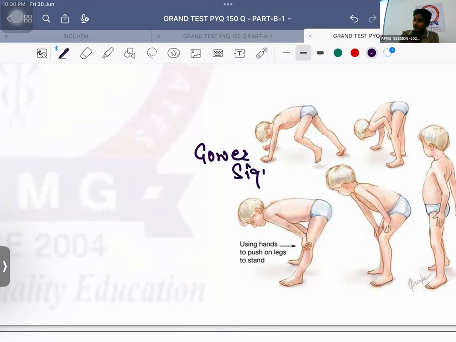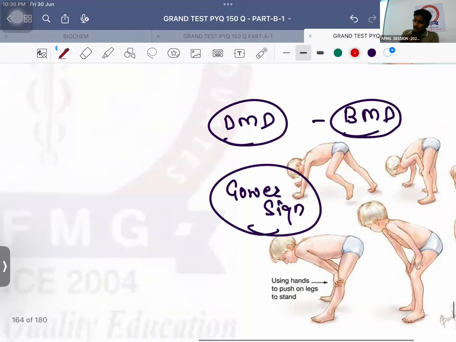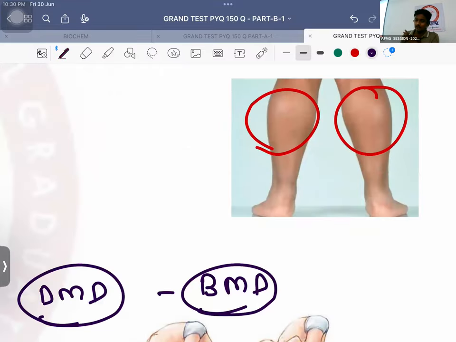Gower sign in a child is suggestive of DMD, that is Duchenne muscular dystrophy, or Becker's muscular dystrophy. But in an adolescent patient, it is suggestive of dermatomyositis. Please remember that. Okay? And what is seen? You can see swelling of the calf muscles over here.